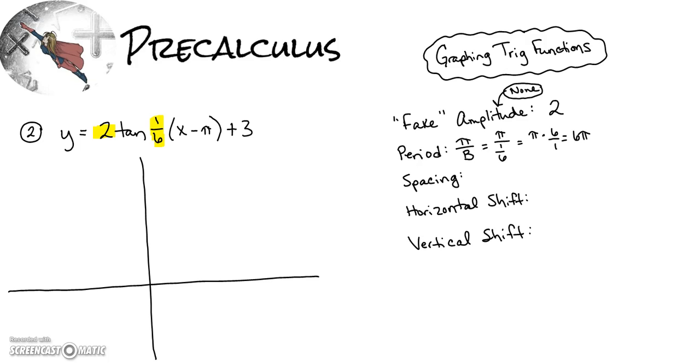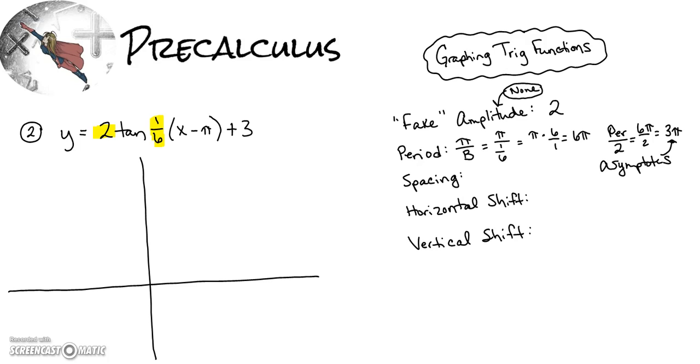Now tangent has asymptotes. And so to figure out where those will be placed, we would want to do the period that we just got and divide it by 2, and I'll show you why in a second. So we're going to take 6 pi, divide by 2, which is 3 pi, and then this is going to help us figure out where the asymptotes go. Okay, so that'll be helpful in a minute.